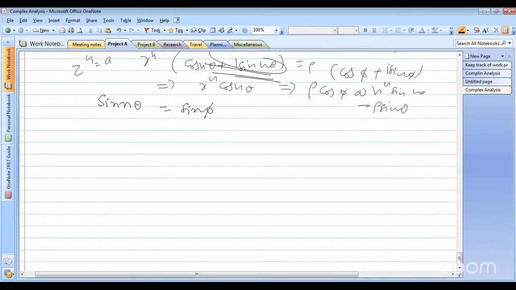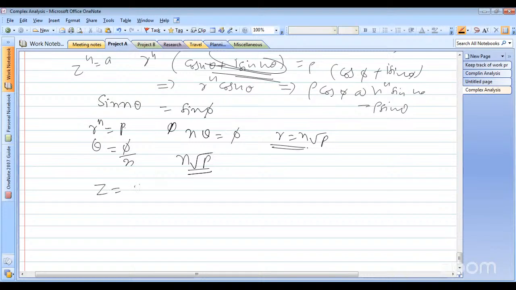The equations are certainly fulfilled by r to the power n is equal to rho and n theta is equal to phi. So r is equal to the nth root of rho, and theta is equal to phi by n. Here the nth root of rho denotes the positive nth root of the positive real number rho. Thus z is equal to the nth root of rho times cos phi by n plus i sin phi by n, which satisfies the equation z to the power n is equal to a.